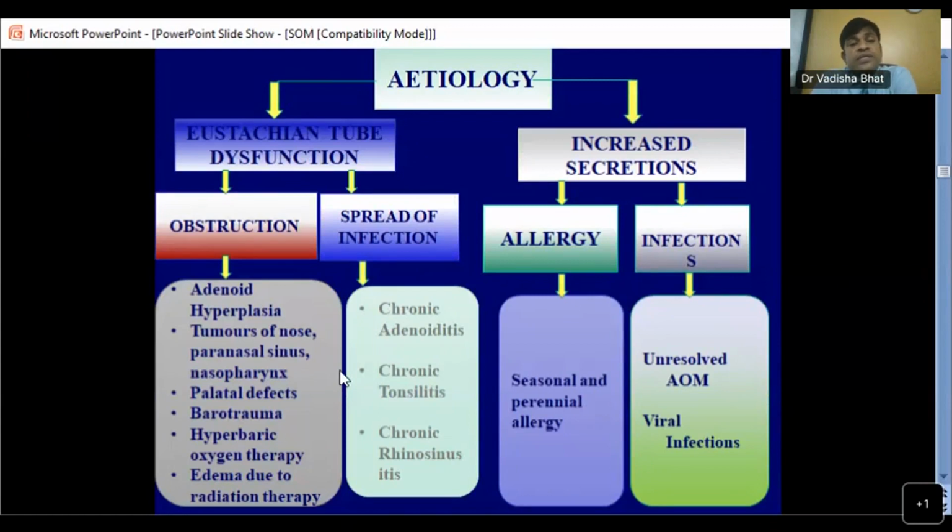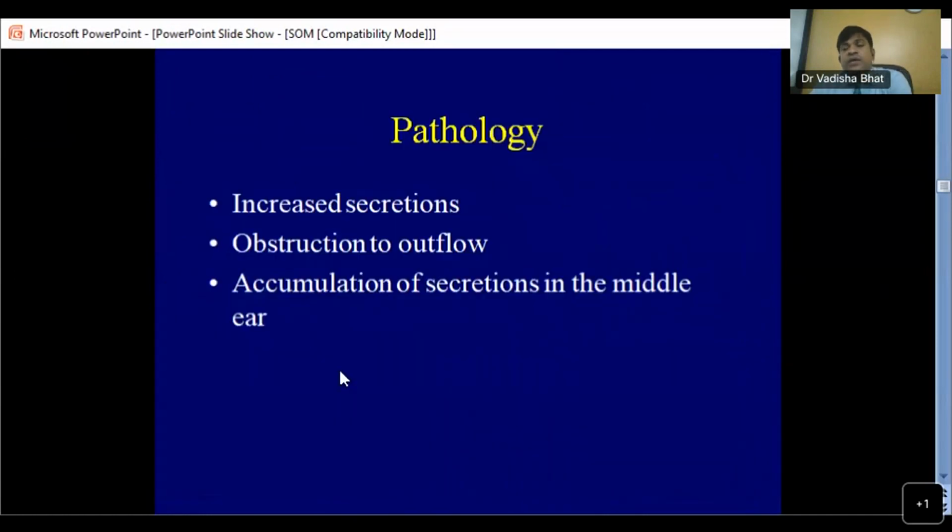All this can cause obstruction of the eustachian tube, and infections like chronic adenoiditis, tonsillitis, and rhinosinusitis can cause spread of infection through the eustachian tube into the middle ear cavity. Allergy can cause increased secretions, and infections like unresolved otitis media and viral infection come in the category of increased secretions. So this is the etiology of serous otitis media.